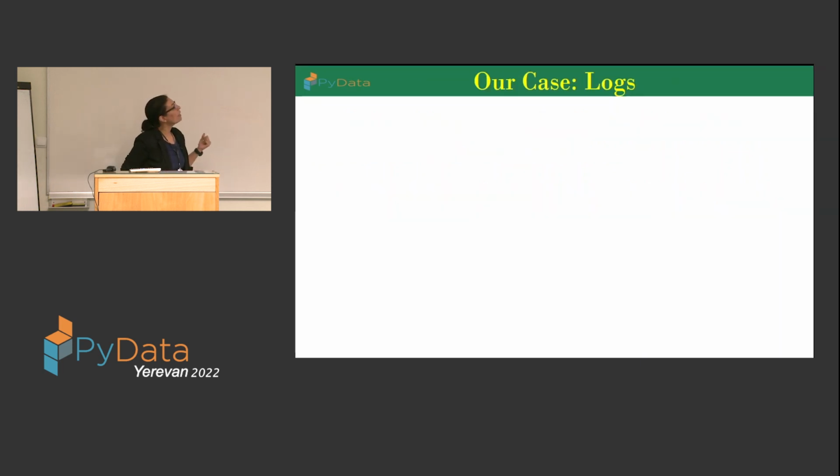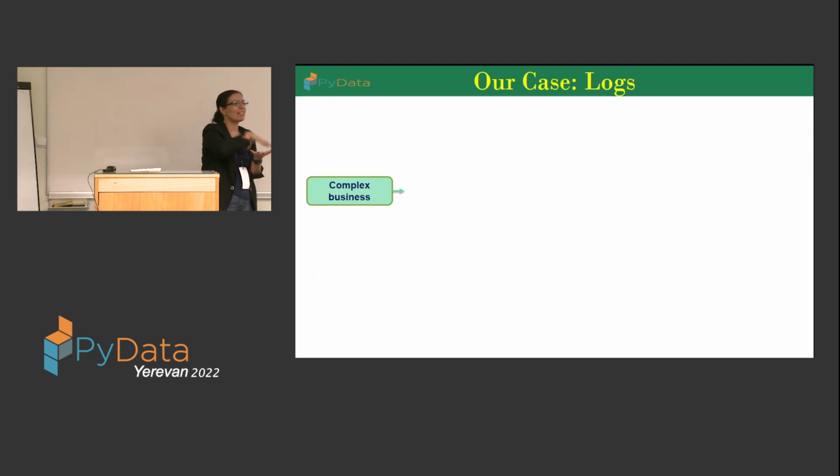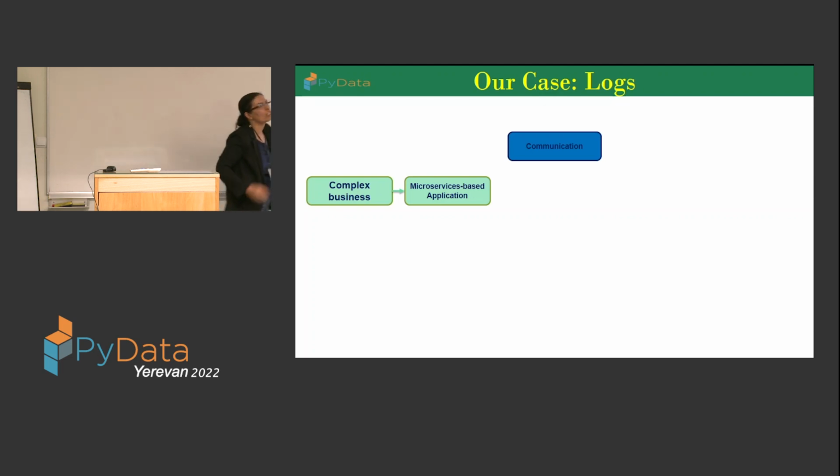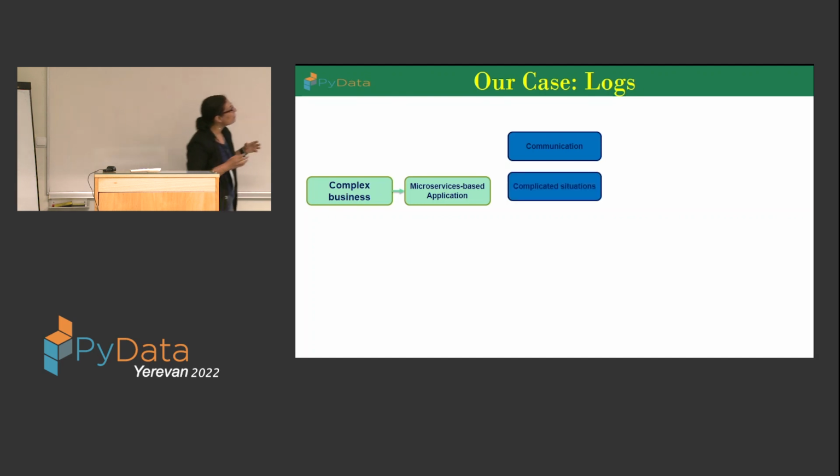The first example, which we are doing in e-prescription, is logs. When you have a complex business like e-prescription, which is based on insurance, health insurance, you have to use a microservice-based application. Otherwise, you are in big trouble. When you have microservice-based applications, these services communicate together, and if one or two of these services fail, we will have a complicated situation.